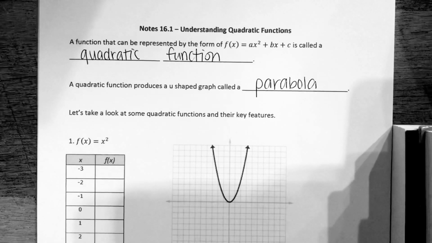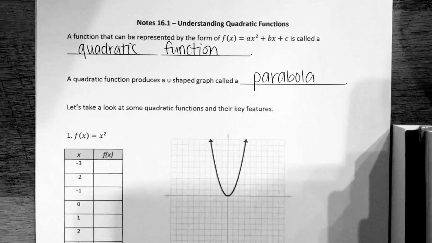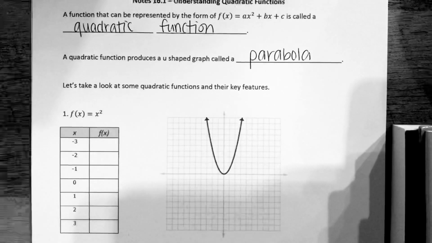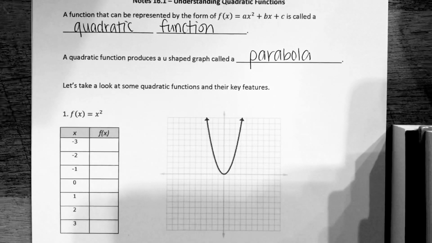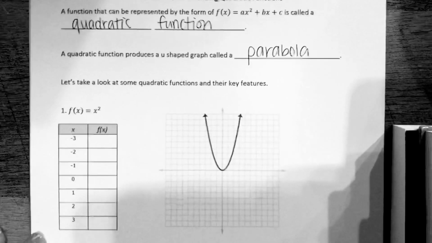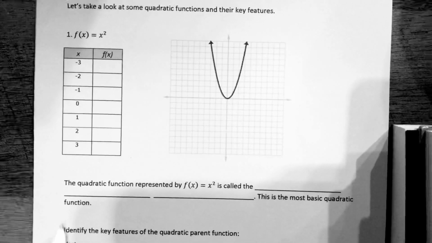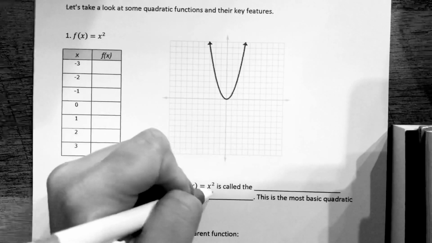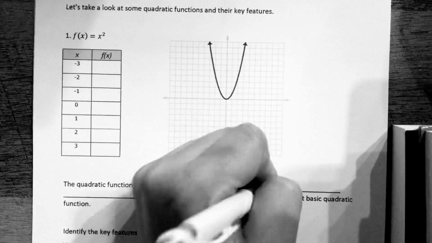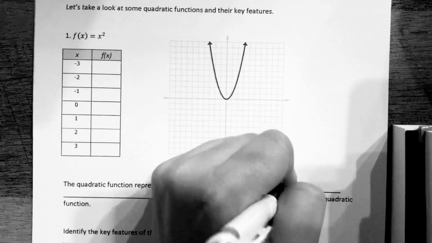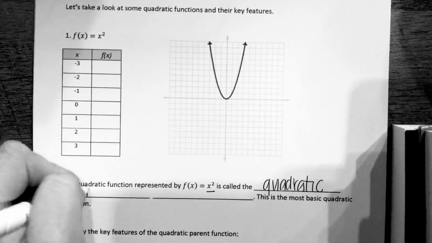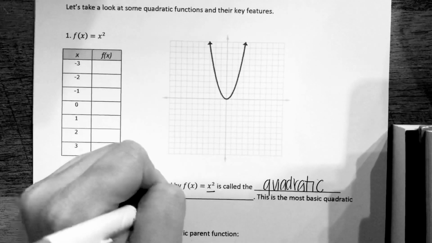So we're going to look at some of the key features of this graph. Specifically, this right here is called a parent function, which is the first thing we're going to answer right down here. The quadratic function represented by f of x equals x squared. So just simply x squared. It's called the quadratic parent function.